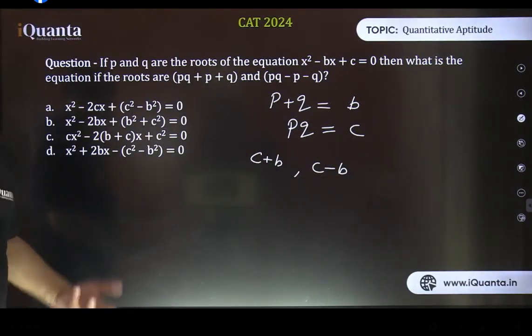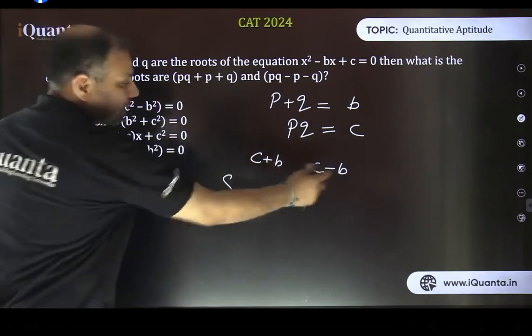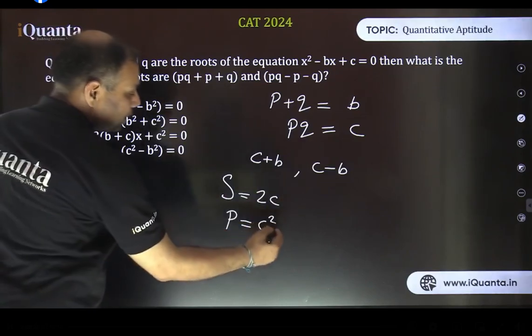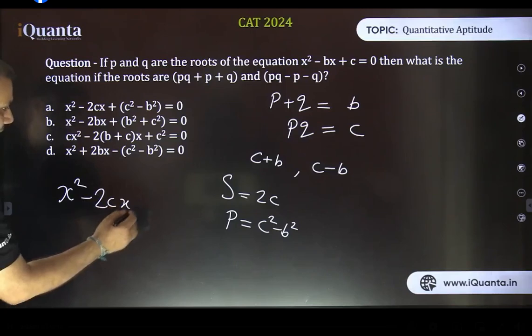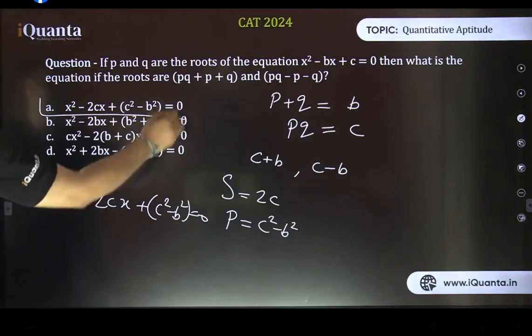If you use that sum and product format only, the sum of the roots of the new equation to be formed is the sum of these two parts, right? And the sum of these two parts is how much? B will be cancelled, it is 2c. And what will be the product of these two? It is going to be c square minus b square. That's it, we got the answer. So x square minus 2cx plus c square minus b square, and that is our first equation.